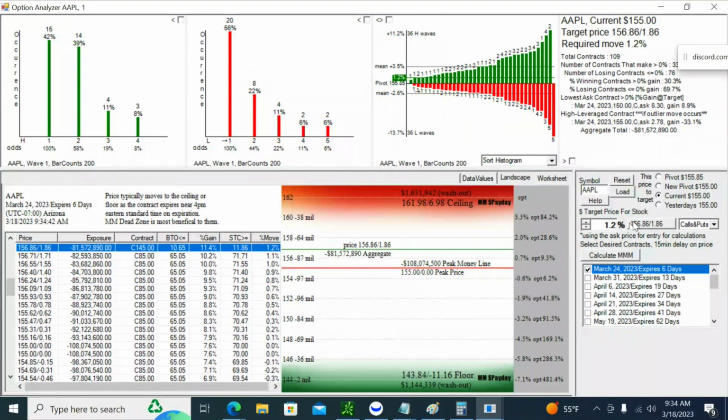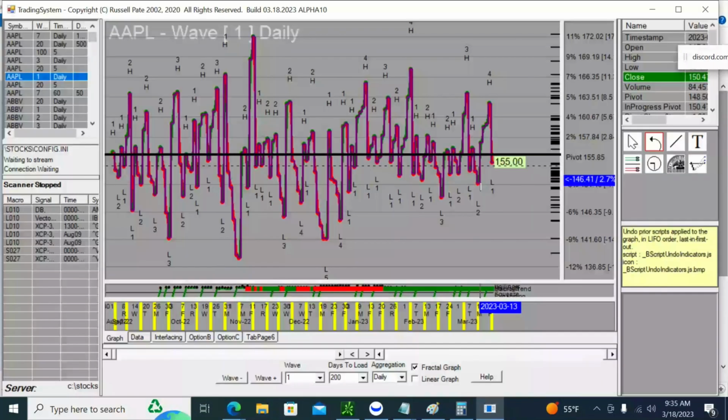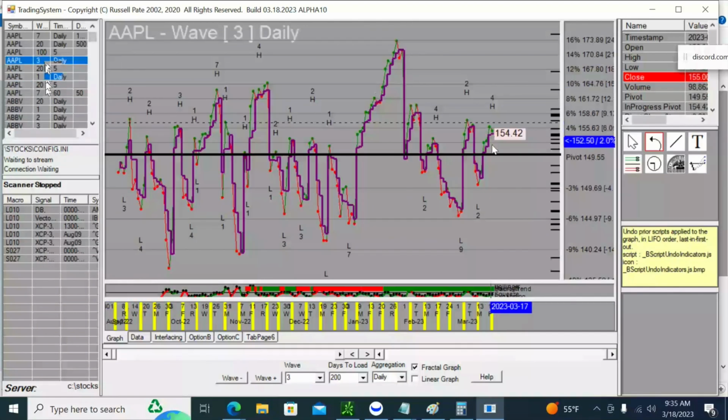So once again, right now with Apple, there's more hurt on the upside if we get above 162. So that's probably going to cap it. And then on the downside, there's more room. So if we pull up Apple, right now it's saying there's more room on the downside, and it looks like it's a big M forming.